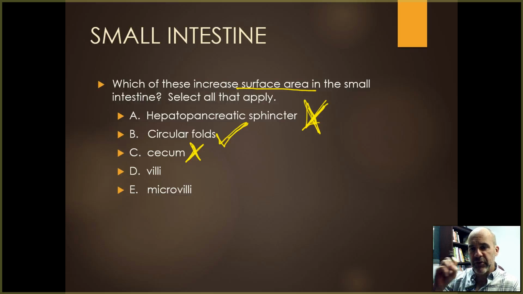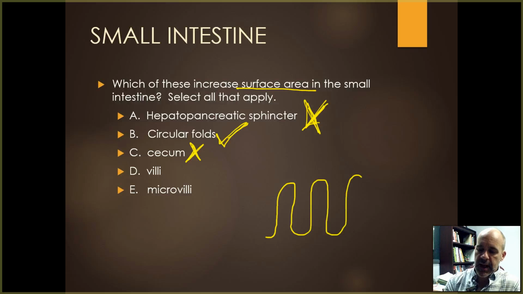All right, so circular folds are at more of a naked eye scale, and then as you zoom in closer and closer to the lining, you'll see that along those circular folds, the lining is arranged like that. Those are called villi. Go back and look in your textbook at the pictures.